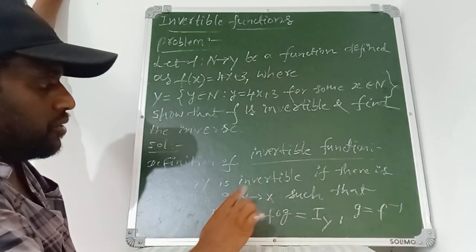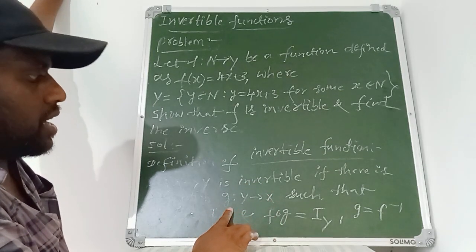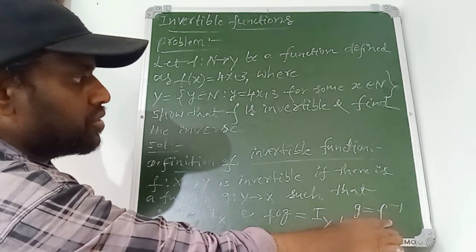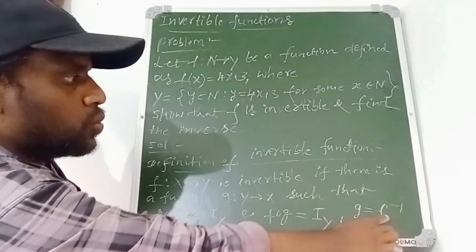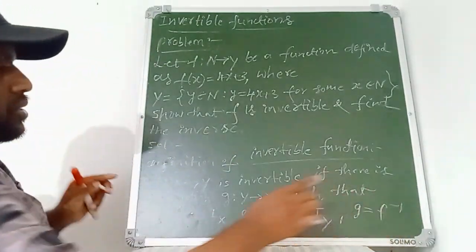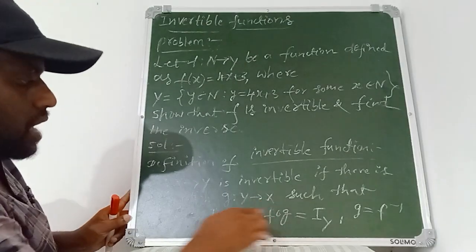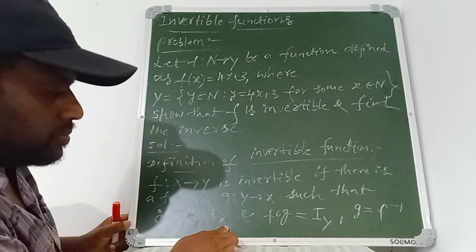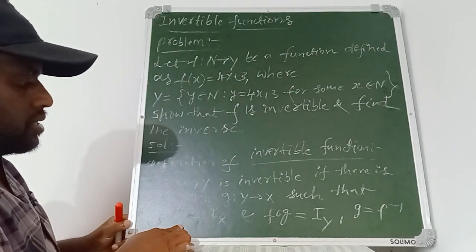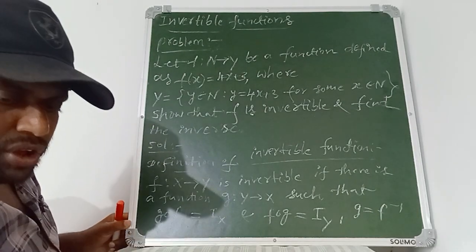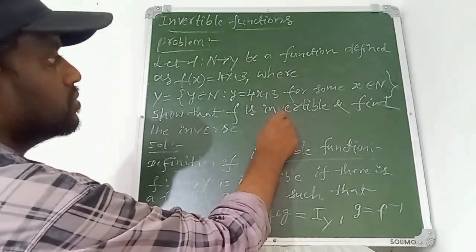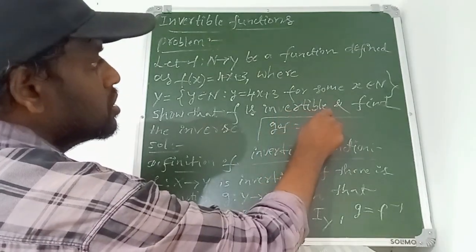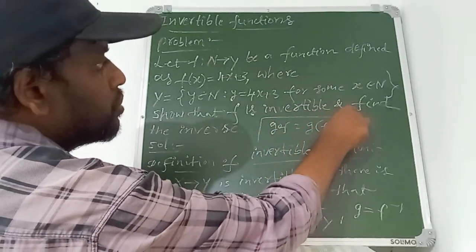Then if we have a function g, we will say g is the inverse of f. So g is equal to f inverse, we will write. But along with this, there is another condition: g∘f is equal to I_X. g∘f means we can also say g of f of x. g∘f can be written as g of f of x.